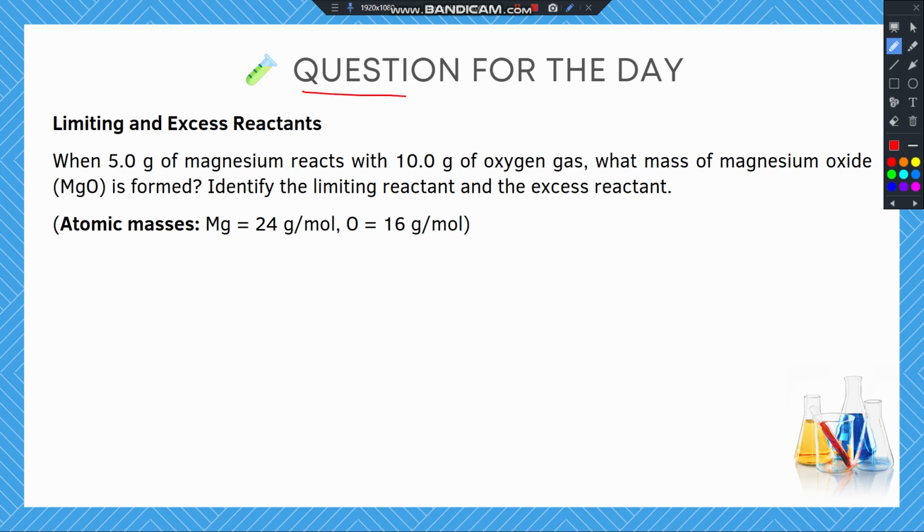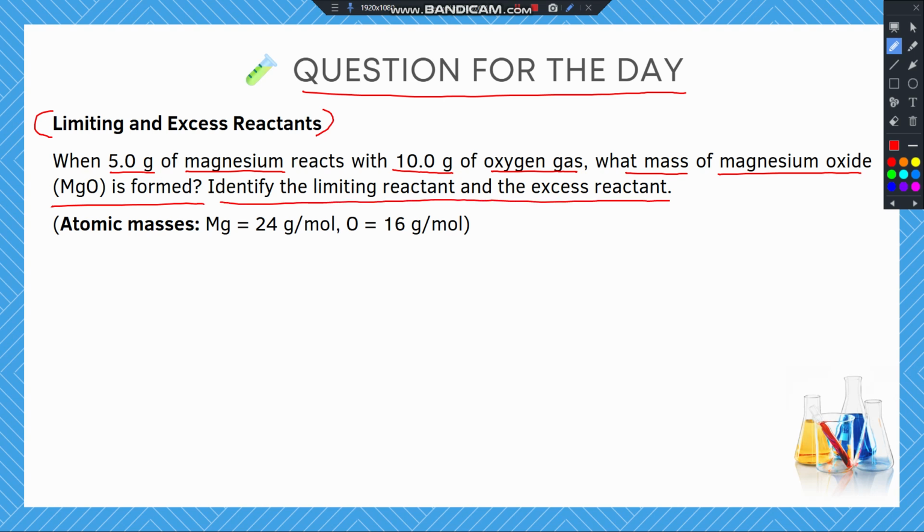On today's episode of Question for the Day, we're dealing with a question that has to do with limiting and excess reactants. Let's get into what the question is asking of us. The question says, when 5 grams of magnesium reacts with 10 grams of oxygen gas, what mass of magnesium oxide, MgO, is formed? Identify the limiting reactant and the excess reactant.